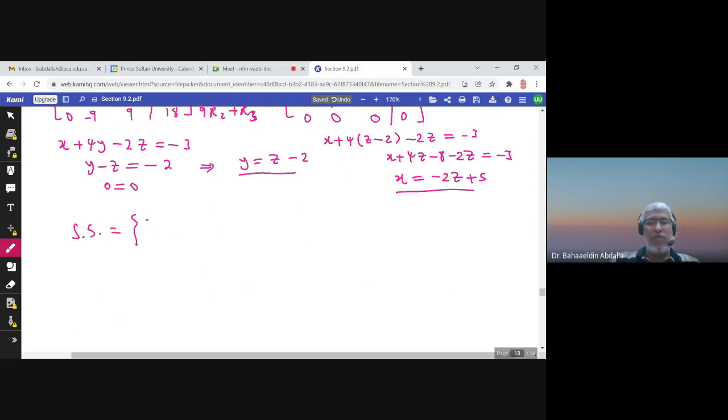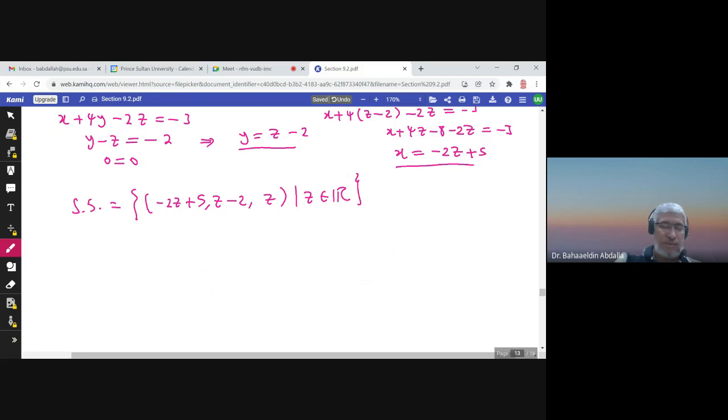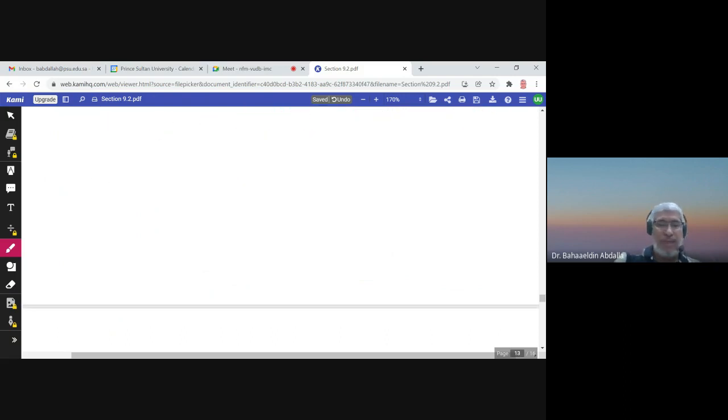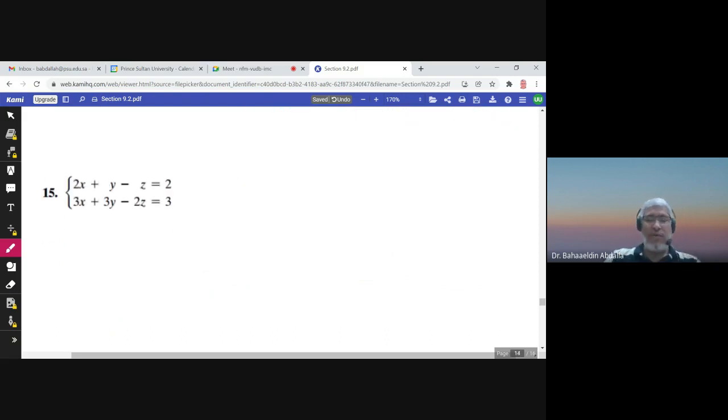So the solution set would be the x coordinate, the y coordinate, the z coordinate, and z is any real number. So this is the solution of this question. Here we have 2 equations and 3 variables. So definitely we will have infinitely many solutions.